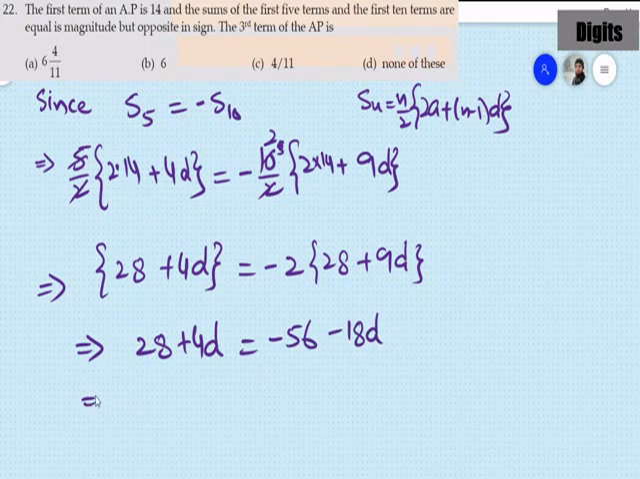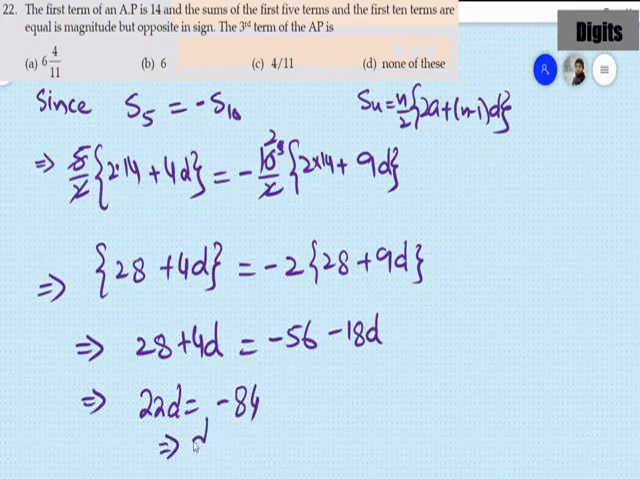Now shifting the constant terms on one side, so it will be equal to 22d is equal to 18 and 4 is 22d. Again, now when we shift 28 here, it will be minus of 28, and sum of this with minus 56, it will sum up minus 84. Here it implies d is equal to minus 84 divided by 22, which is equivalent to minus 42 divided by 11.